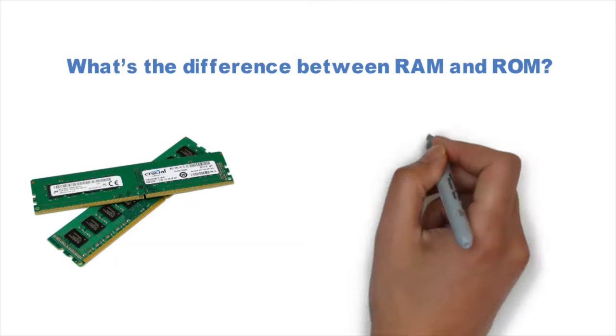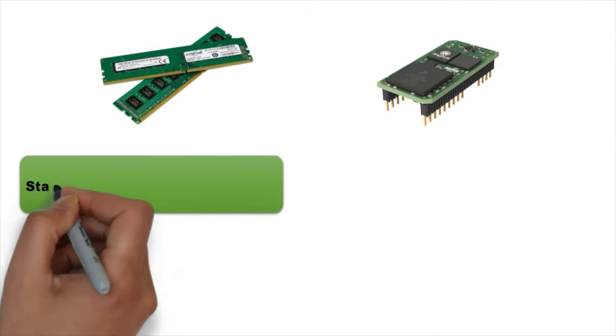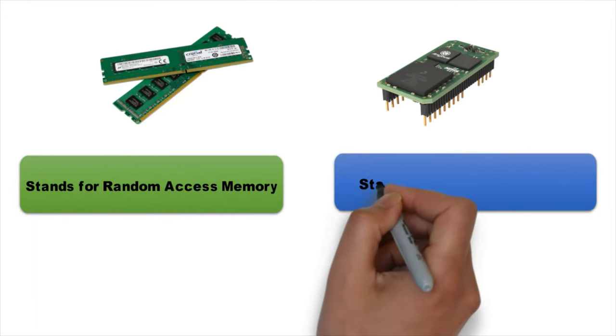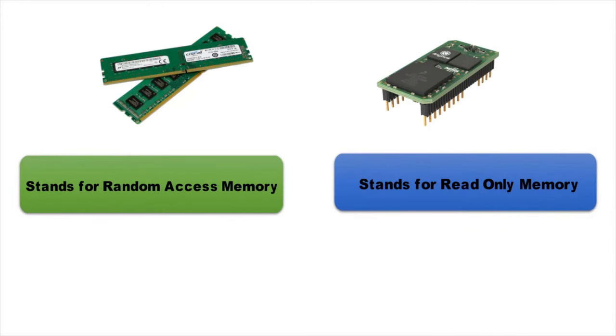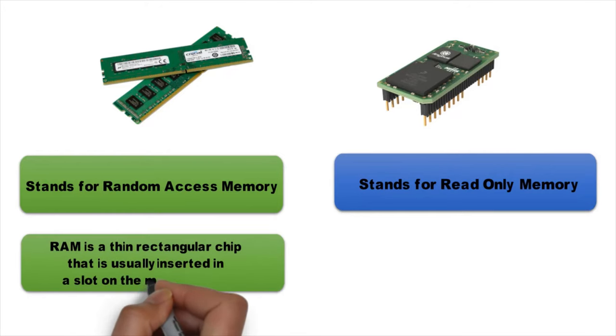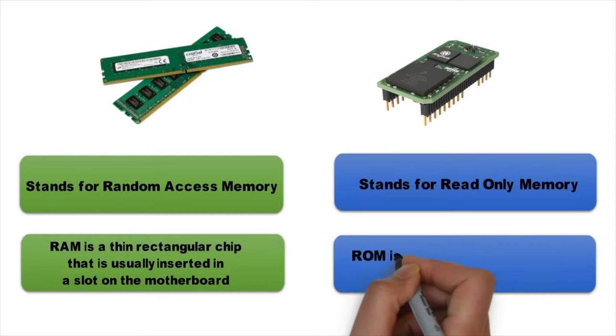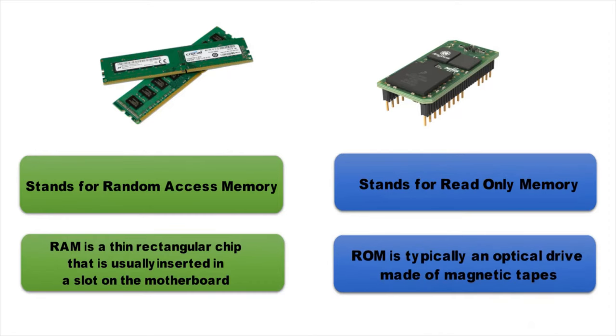Now, let's get back to the comparison chart. RAM stands for Random Access Memory, while ROM stands for Read-Only Memory. RAM is a thin rectangular chip that's usually inserted in a slot on the motherboard, while ROM is typically an optical drive made of magnetic tapes.